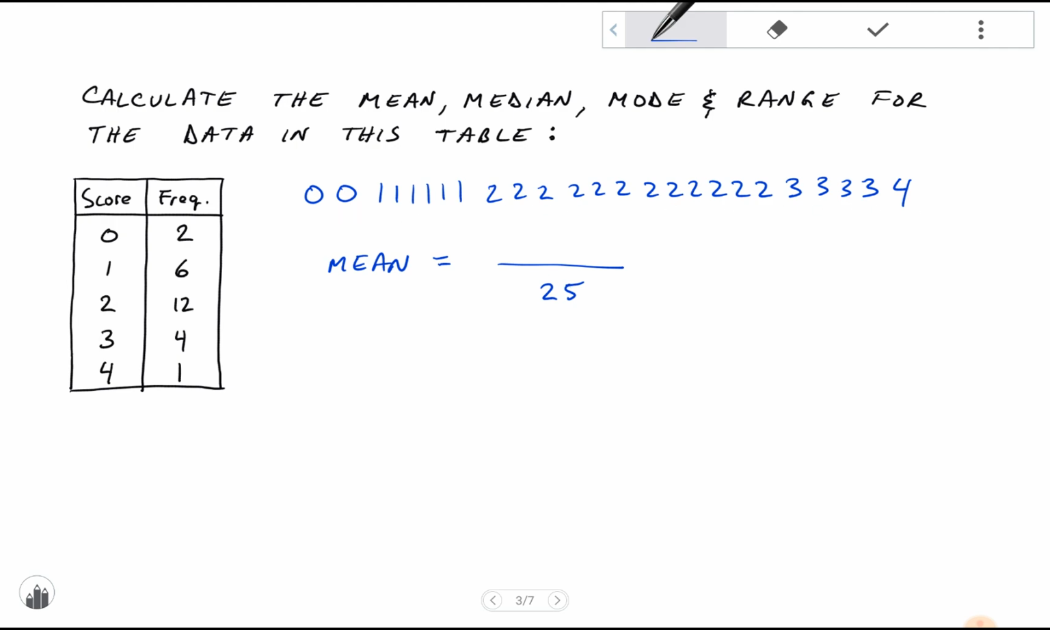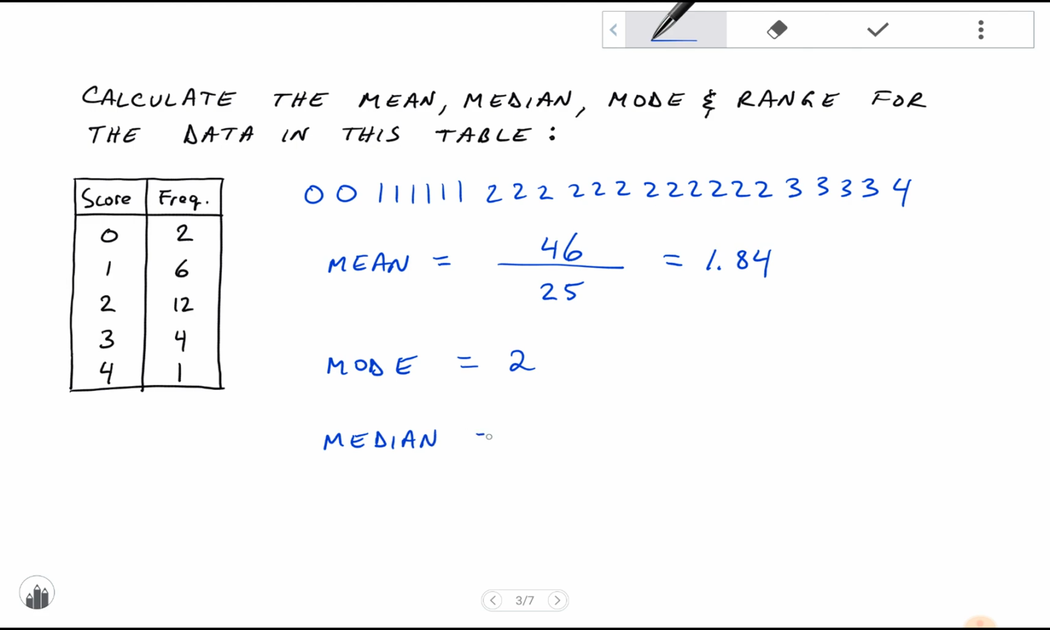Now we need to add them all up. So 2, 4, 6, 8, 10, 12, 14, 16, 18, 20, 22, 24, 26, 28, 33, 36, 39, 42, 46. All right, so we have 46 divided by 25. If we want to find out what the mean is, we have to do this calculation. Use a calculator and you get 1.84. So there's the mean. The mode is the one that occurs the most, so it's the highest frequency value, and that will be 2.